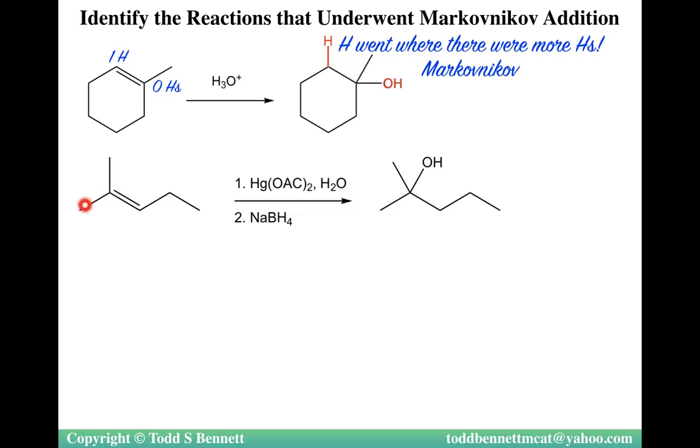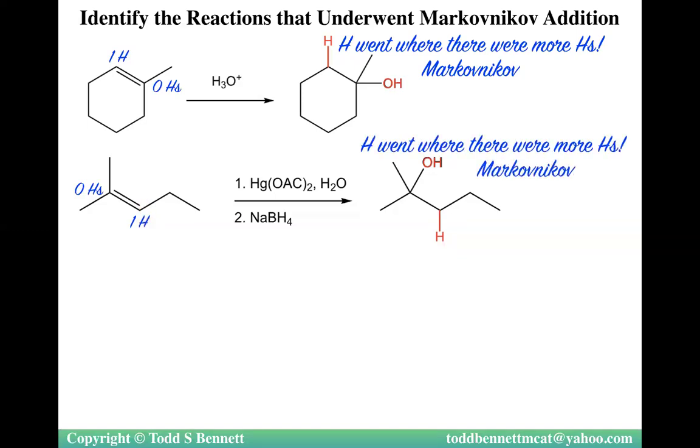This side, two carbon groups. This side, one carbon group and an H. So 0 H versus 1 H. So the O ended up on the carbon with 0 H's. So the H ended up on the side with 1 H. H went where H was. So H ended up where there were already more H's. So this was Markovnikov addition.